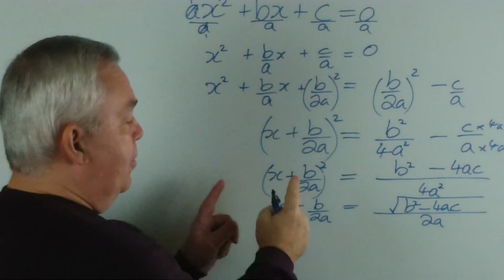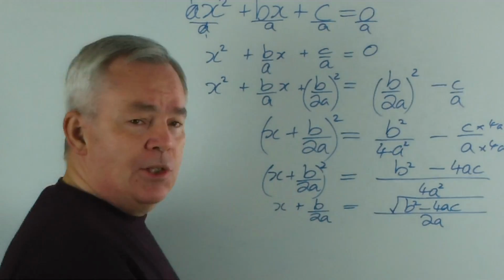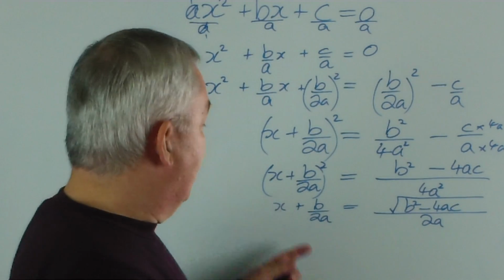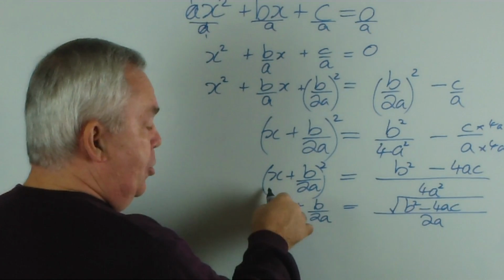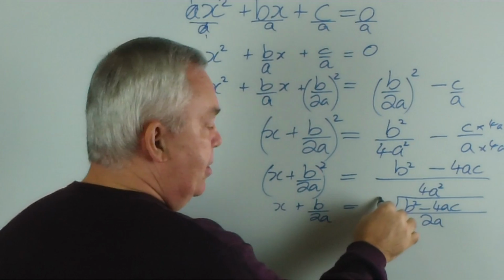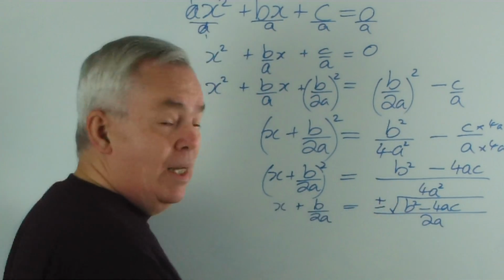Now we have a slight problem. Whenever you take the square root of both sides of an equation where pronumerals are involved, you should use absolute value signs, which means we have to allow for a positive or a negative result.